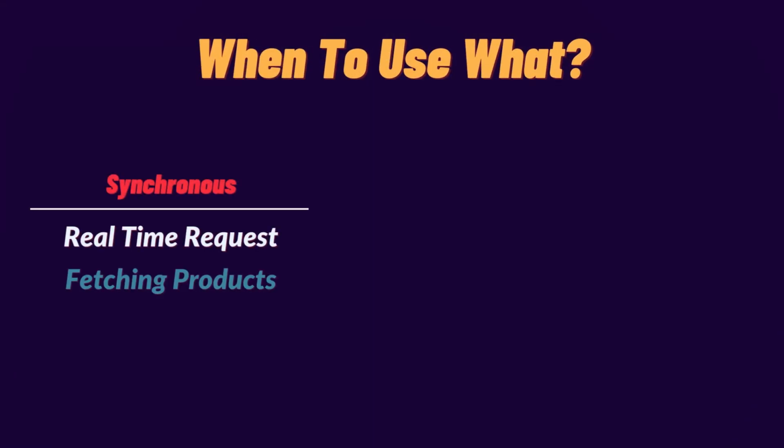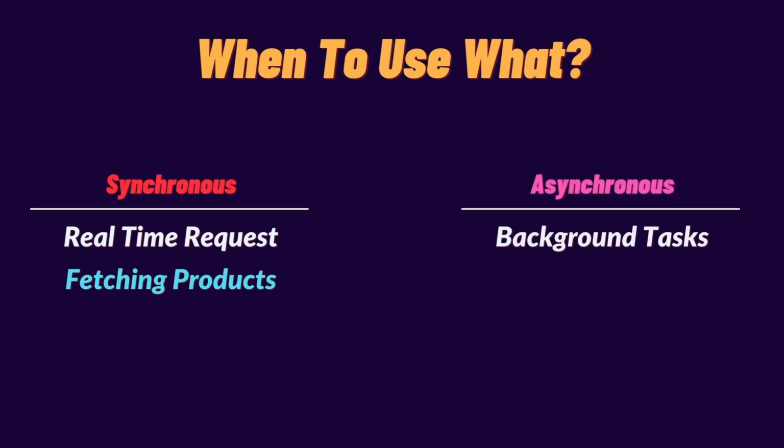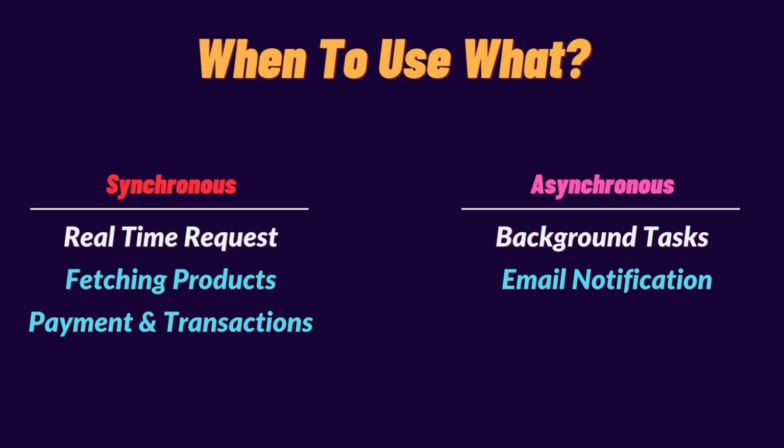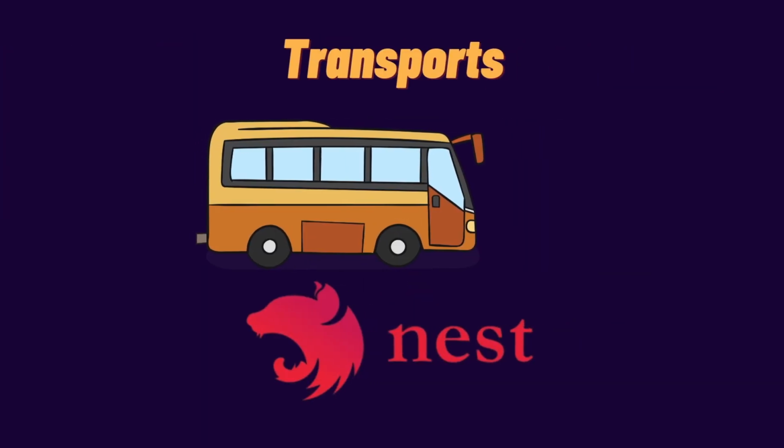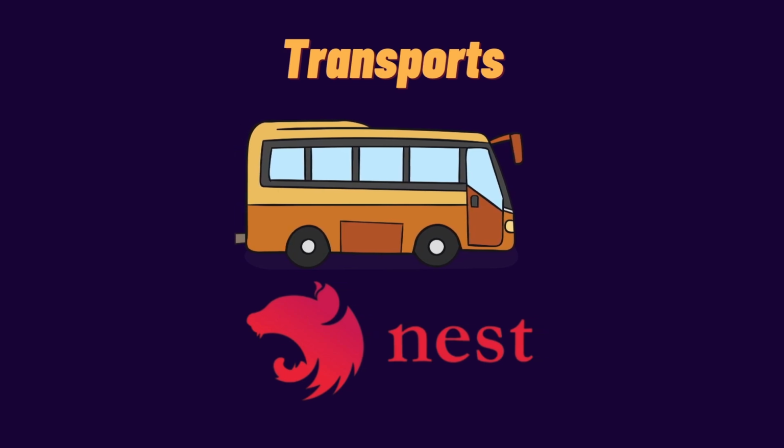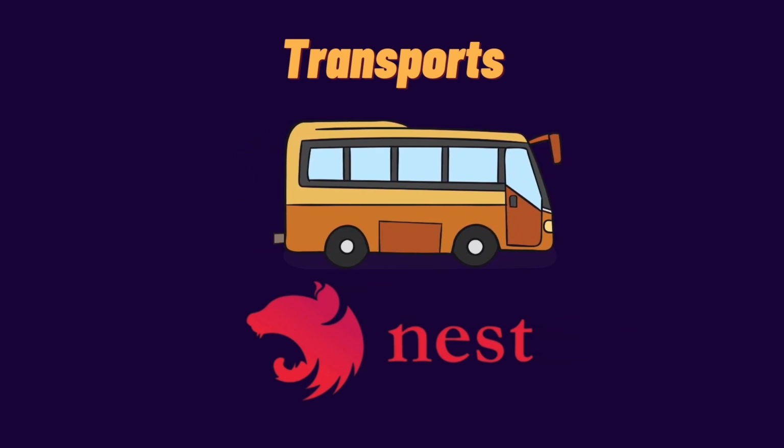For real-time requests like fetching products, we should use synchronous communication. For background tasks like email notifications, we should use asynchronous communication. For payments and transactions that require an immediate response, we should use synchronous communication. And for order status updates that do not require an immediate response, we should use asynchronous communication. Alright, now let's talk about all transport layers and how they are used in NestJS microservices.